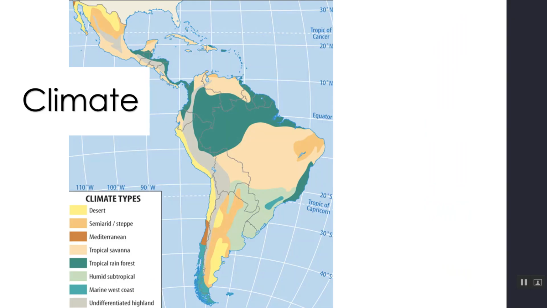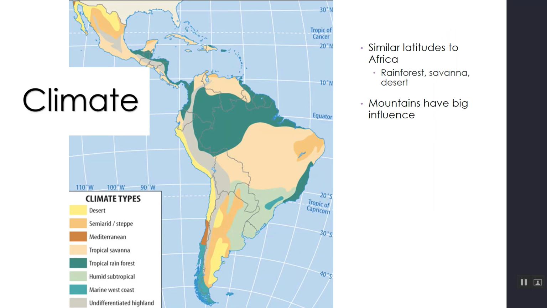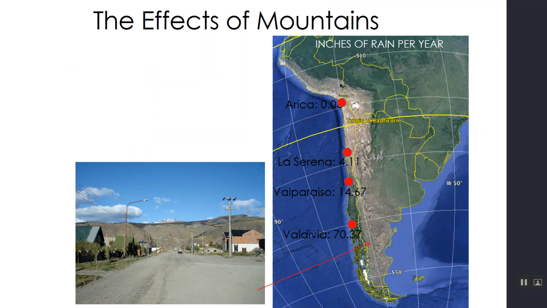these rivers are. The climate in the region has similar latitudes to Africa, so you get several similar climates, including rainforest, savanna, and desert. And again, those mountains have a huge influence, that windward versus leeward side. I know I said it multiple times, but I really want to stress it. And the pattern changes over the continent of South America. And those higher mountains also allow you to have cooler temps.